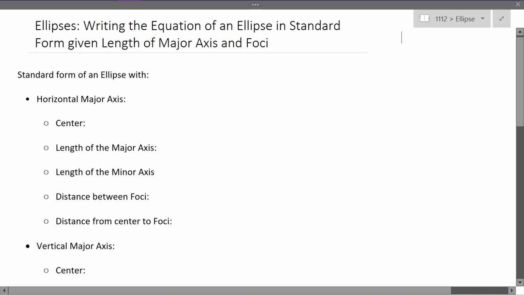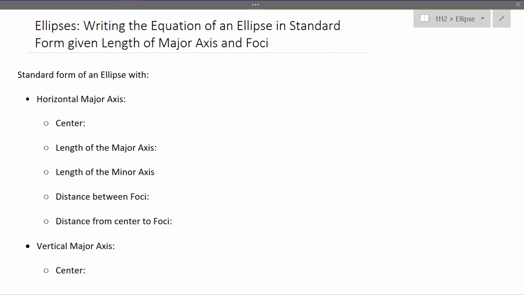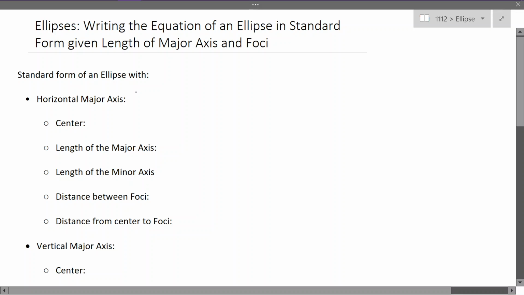In this video, we're going to be looking at writing the equation of an ellipse in standard form when we're given the length of its major axis and its foci. So let's start by looking at the standard form of an ellipse with a horizontal major axis. That's going to be (x minus h) squared over a squared plus (y minus k) squared over b squared equals 1. Here, the center will be (h, k).